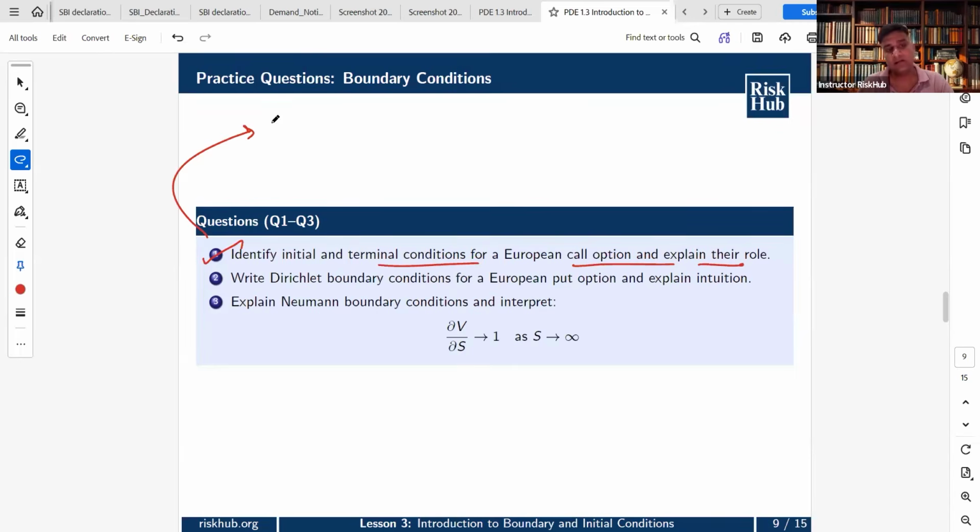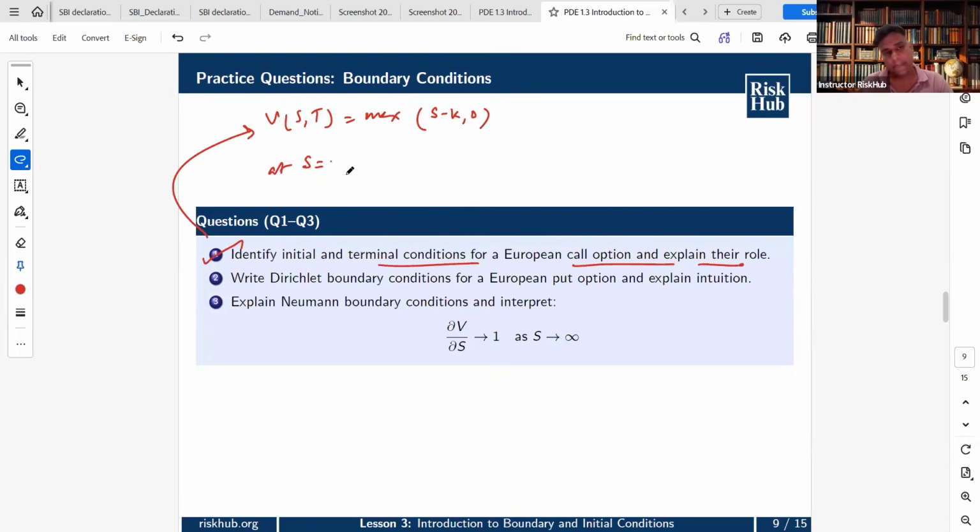To prepare, the terminal condition here is V(S,T) equals max(S minus K, 0), which is the payoff at maturity. The initial value is V(S,0), but usually V(S,0) is what we solve for, right? The terminal condition is V(S,T) equals max(S minus K, 0), which is the fixed payoff. Then the boundary at S equals 0.